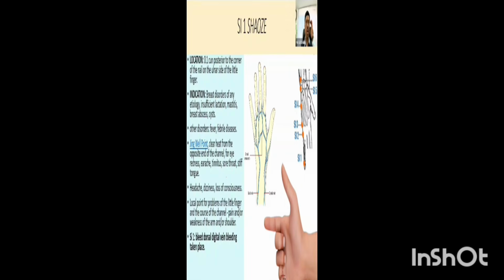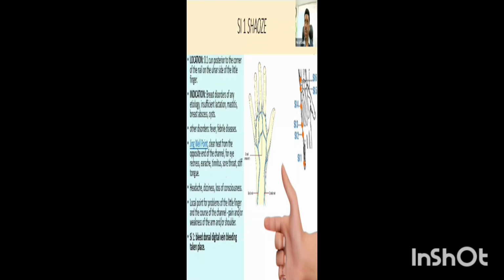Right. Now, the first point is known as Shaoze. I love this point because in day-to-day clinical practice, I use this point for patients most of the time. The location of Shaoze: 0.1 cun proximal to the ulnar corner of the nail base of the pinky finger, known as the SI1 point.